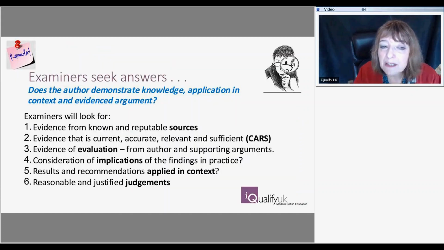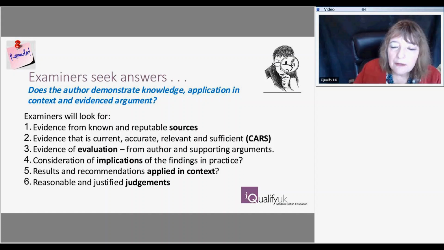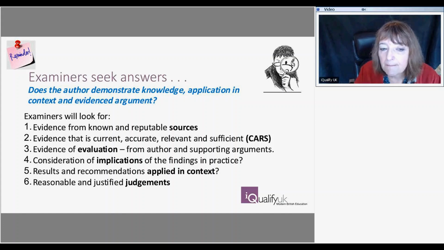So what are examiners looking for again? Well, they're looking for the author's knowledge, application in context, and evidenced arguments. So they will look for known and reputable sources. They will make sure that you've got information that is current, accurate, relevant, and sufficient. CARS. They want to see evidence of evaluation, so from the author, but with supporting arguments.